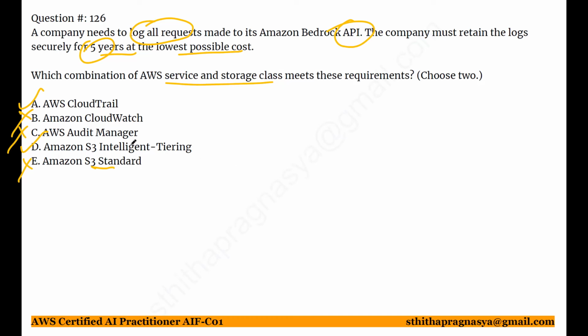Intelligent-Tiering automatically moves data between storage tiers based on access patterns, minimizing storage costs. It is well suited for securely storing logs for long-term retention while optimizing costs for infrequently accessed data. Whereas S3 Standard is ideal for frequently accessed data, but it is more expensive than Intelligent-Tiering for long-term storage of infrequently accessed logs. So I would go with D. So what are our answers? A and D are our answers.